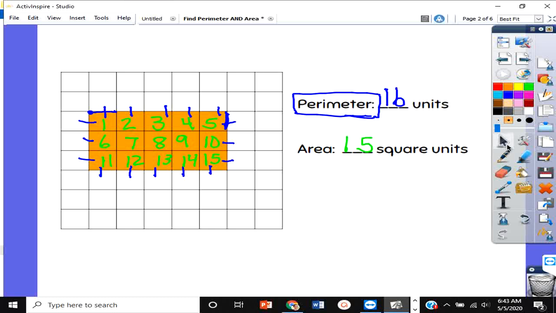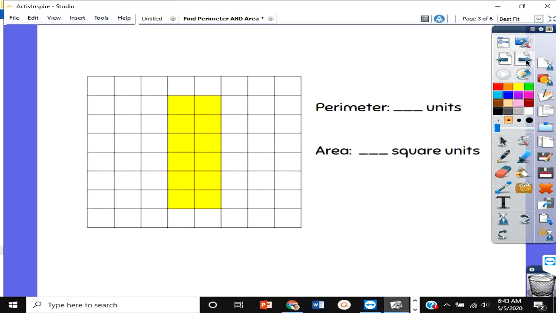Okay, so let's go ahead and take a look at another figure. I notice that this is a rectangle too, but it's a little bit different. So it may or may not have the same perimeter. It may or may not have the same area. Let's find out. So let's take a look at our perimeter. Remember, perimeter is around. So we're going to count the unit side lengths. 1, 2, 3, 4, 5, 6, 7, 8, 9, 10, 11, 12, 13, 14, 15, 16. It has 16 units around that rectangle.